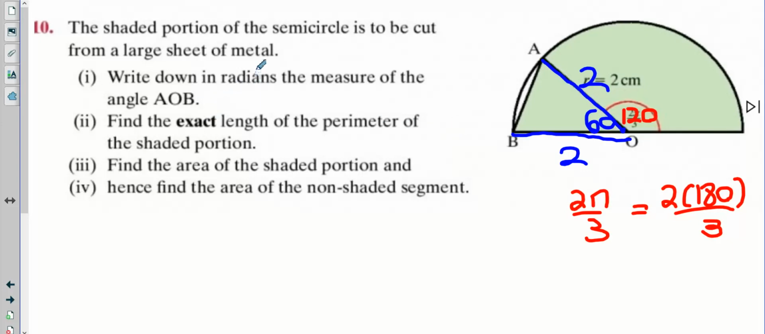Now, here's what we're going to do. It's 60 degrees, but when you go to your tables on page 13, sorry, yeah, it is actually 13, just got ripped out. That was it there. 60 is actually pi over 3. So you can just change it back into pi over 3 really quickly. Now, find the exact length of the perimeter of the shaded portion.